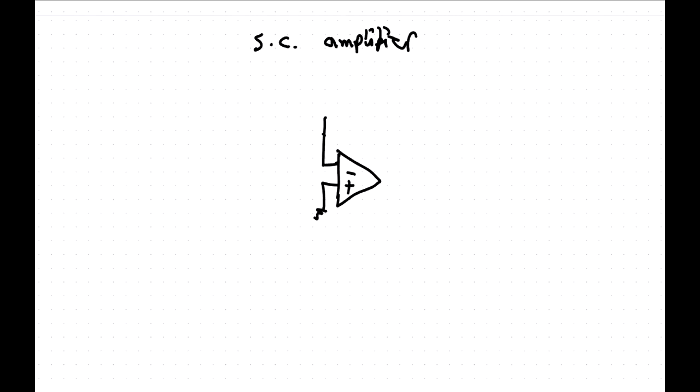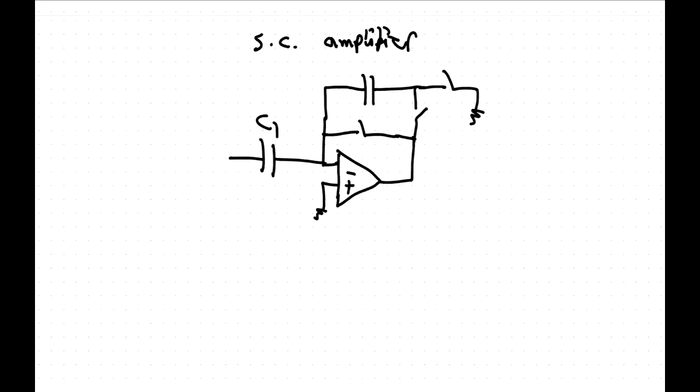Now, what is neat about the switch capacitor amplifier is that you can actually offset compensate it in one go. So let's see, I have C1 there and C2 there, and then we switch this one here to the input, with clock phase 1, clock phase 2, clock phase 2, clock phase 1, and clock phase 2.